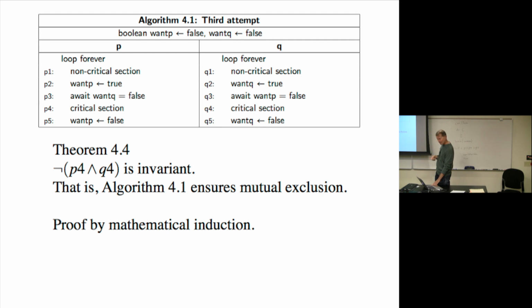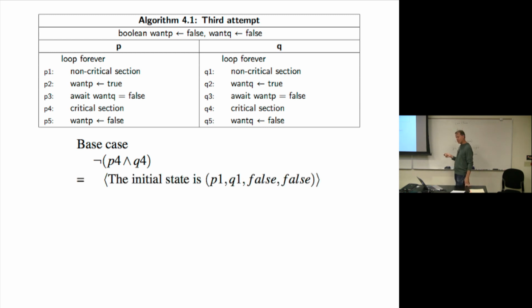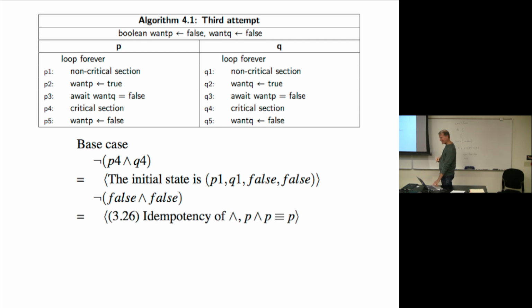So what do we have? First, the base case. Proof by mathematical induction. So here's the base case. Not P4 and Q4 equals, by the base, the initial state is P1, Q1, false, false. So what do we have for P4 and Q4? False and false. So we have not false and false, but what do we know about false and false? By what? Equation sheet? I think we can use idempotency, or zero of and.